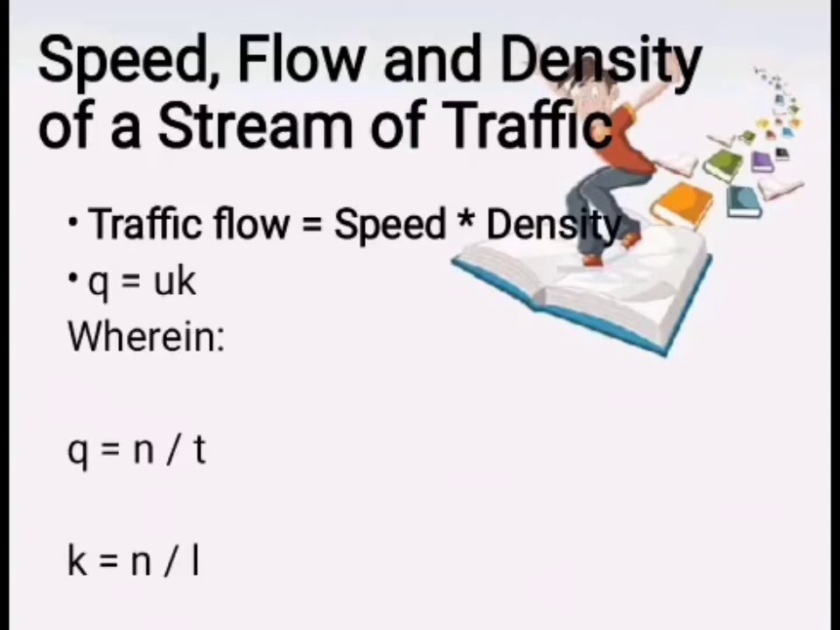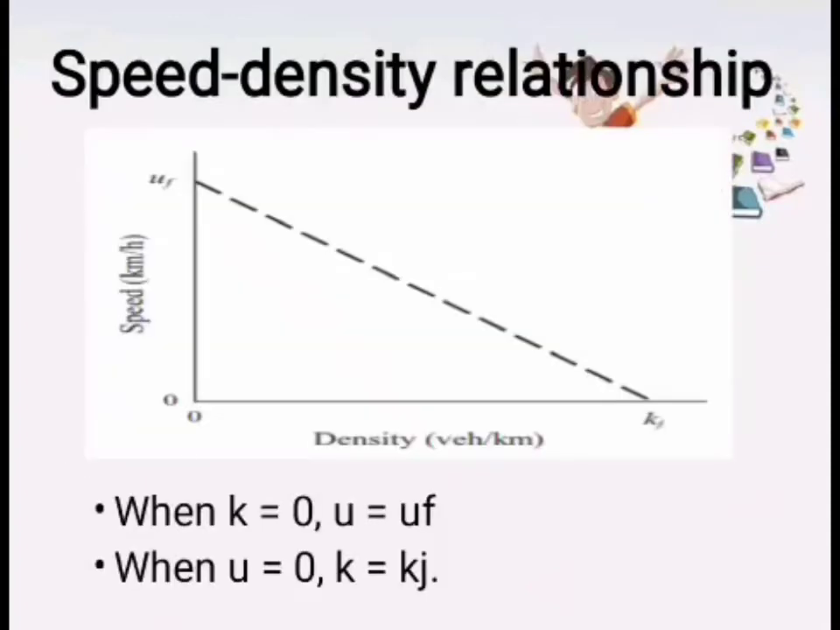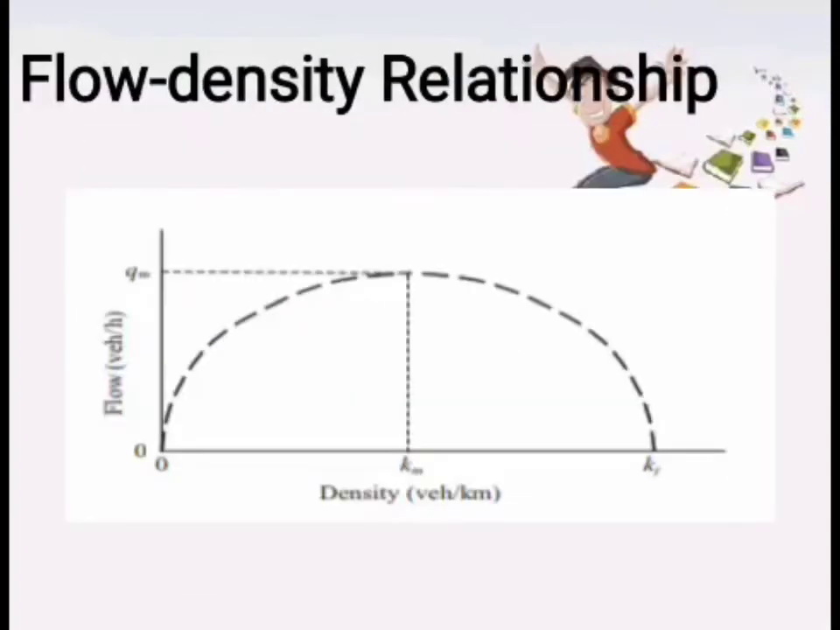For flow-density, the density at maximum flow is equal to half of the jam density. And then the speed at maximum flow is equal to half of the free flow speed.